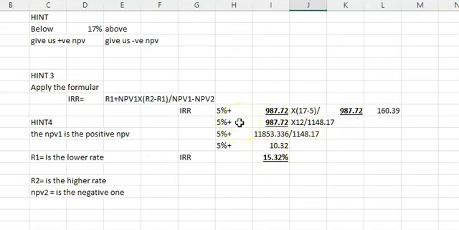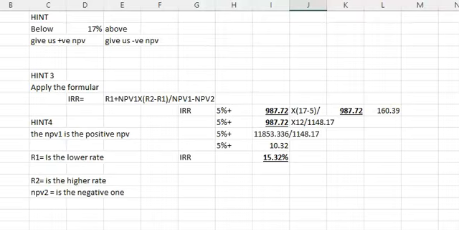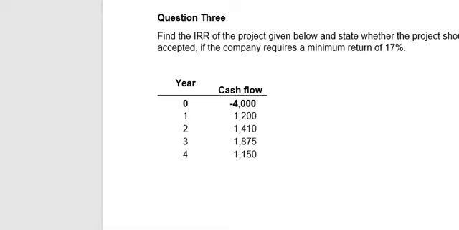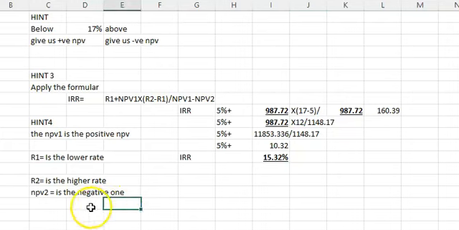Now the question is saying, find IRR, and then it extends to say, state whether the project should be accepted if the company required rate is 17%. So now we found 15, and the company minimum rate of return is 17%. So the minimum is 17, and what we found is less than 17. So these calculations are not the final answer.